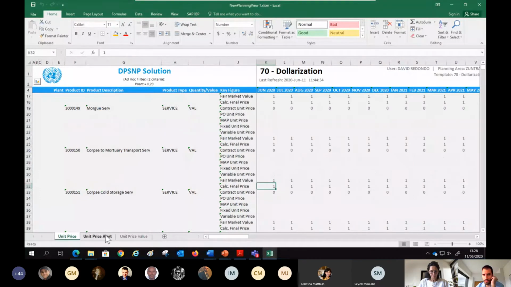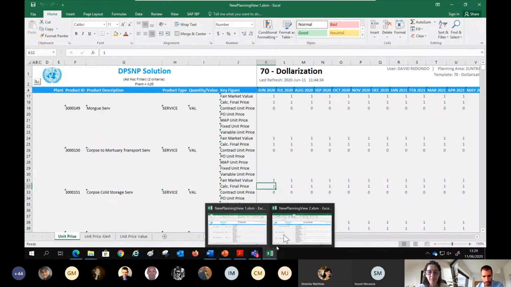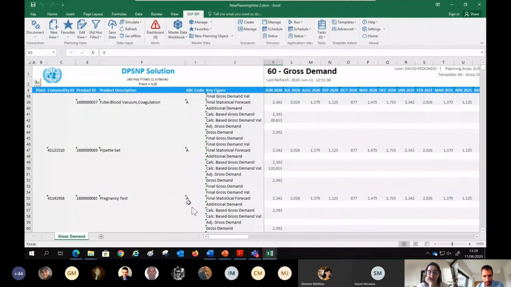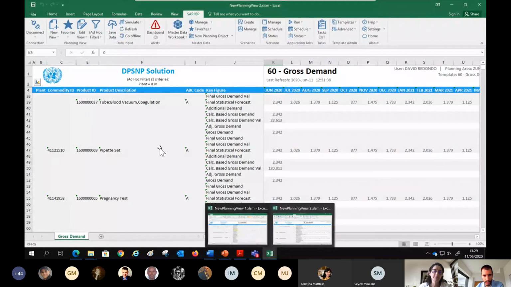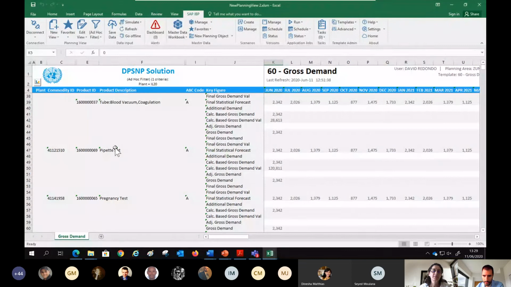Okay, so this is about the dollarization template. If I may go now to the second template, which is the gross demand. And then, of course, Valentina, let me know if there is any additional comment before I start with the gross demand template. Sure, no comments and no questions. Okay, thank you so much.